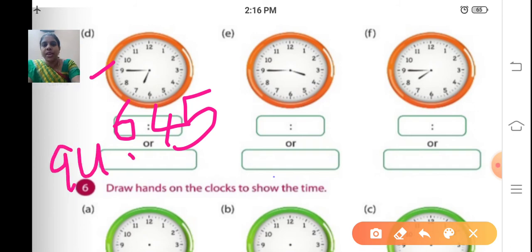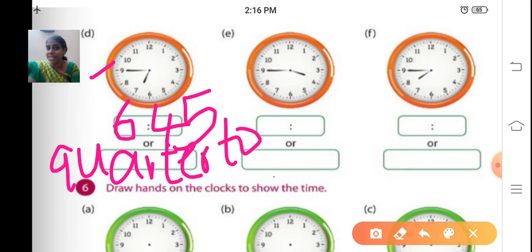Q-U-A-R-T-E-R. Quarter to 6. Is that correct? Quarter to 6? No, it is going to 7. Now the time is 6:45. It's going to reach 7. Correct? So quarter to 7. If you write 6, that is wrong.